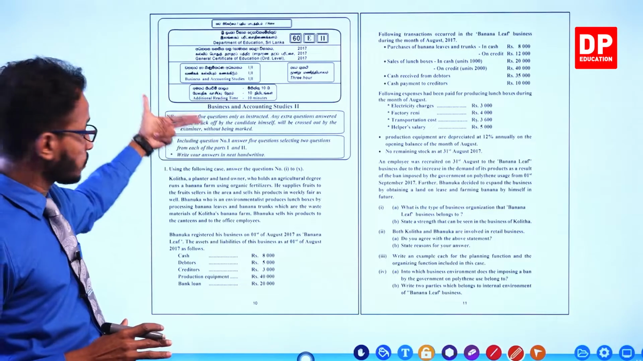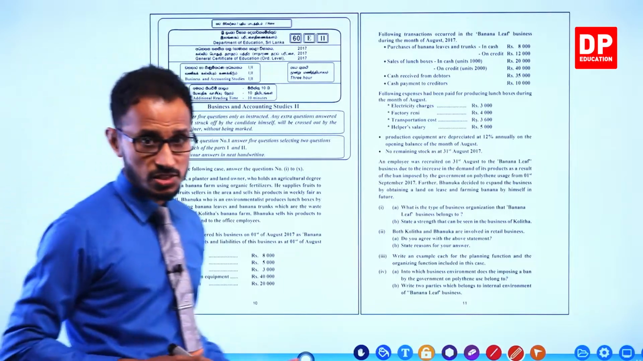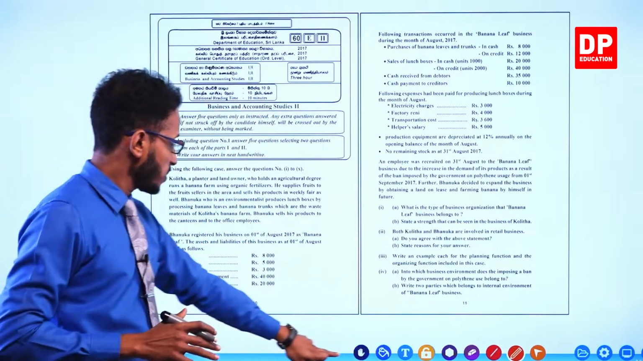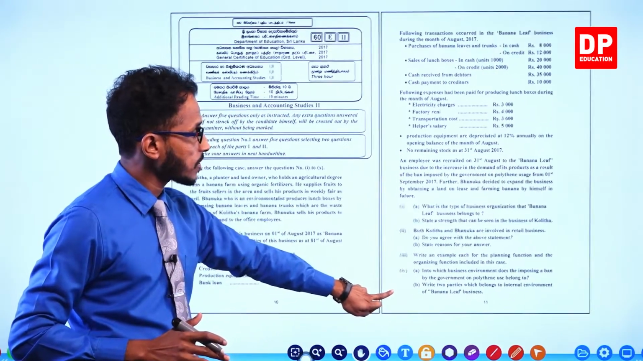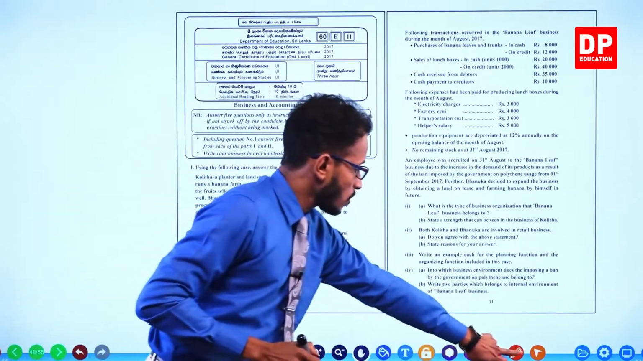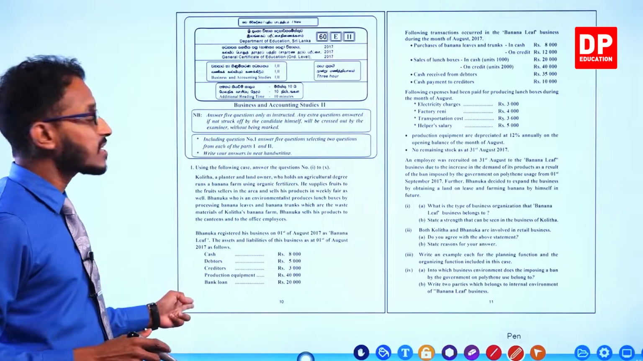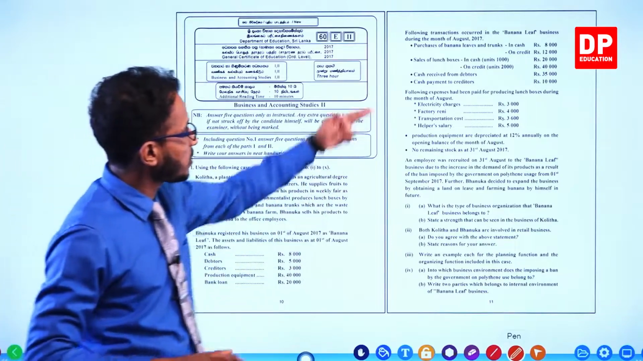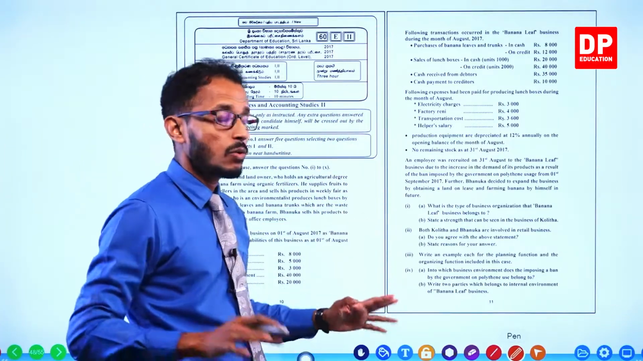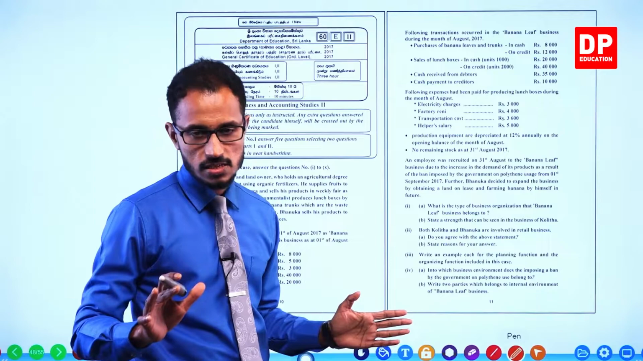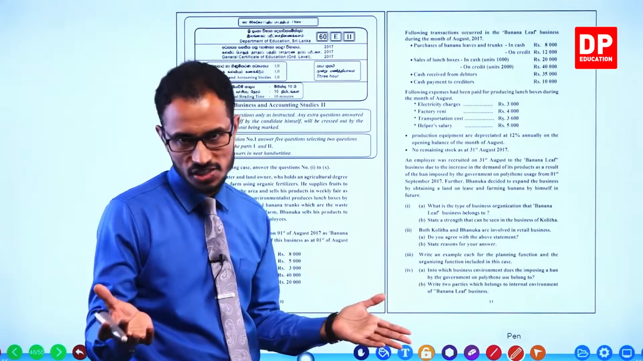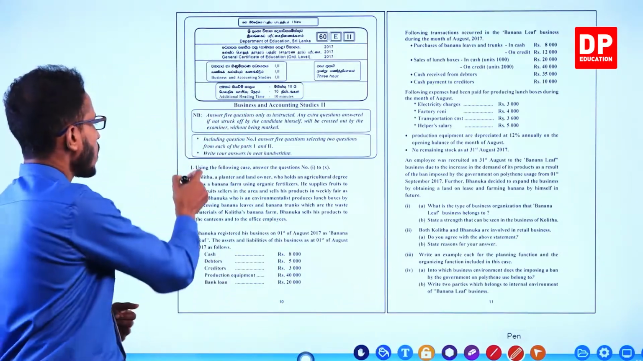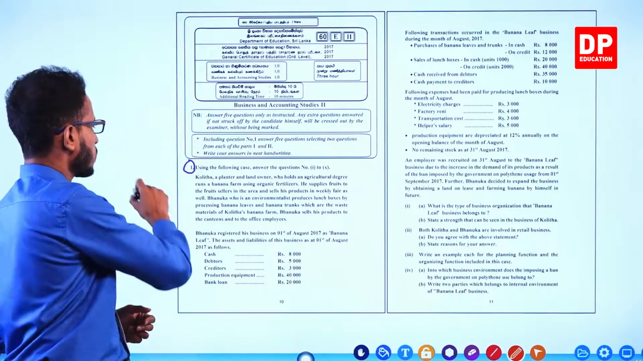paper 2. The first question is compulsory. It carries 10 subparts, and all the questions are given out of a case. So it's a case study question. It's compulsory, you must do the first question. It's a must-do question.